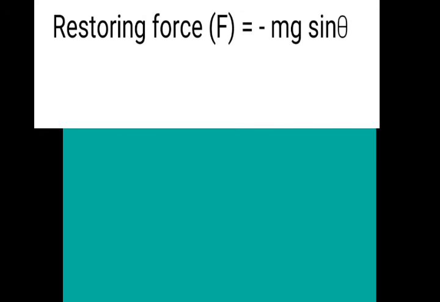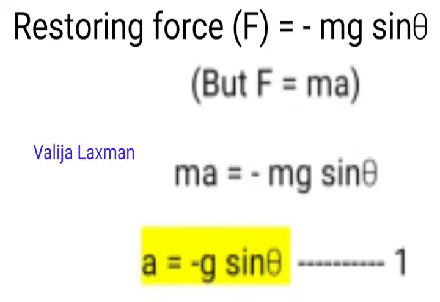Okay. Now according to Newton's second law, this F can be written as what? Mass into acceleration. So instead of F, we are substituting F equal to m into a. Now if you are substituting that, we can write ma is equal to what? Minus mg into sin theta. So is there any cancellation? m will be cancelled. What is left over? a equal to minus g into sin theta. Take it as the first equation.